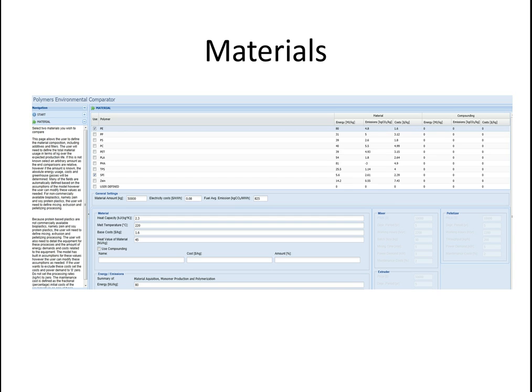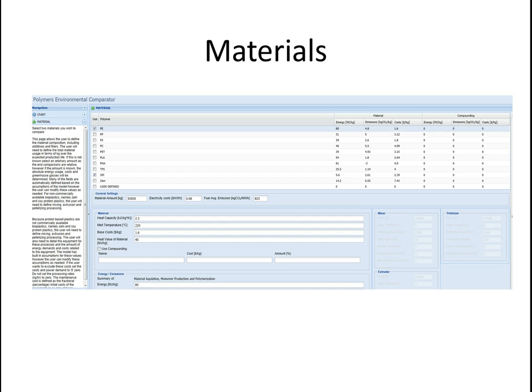In this example, we are comparing PE, polyethylene, to a soy protein plastic, SPI. It is possible to highlight any two combinations, including two bioplastics, such as PLA and PHA. Because this version of the software has a limited number of plastics, the user can directly enter other materials along with their impacts. When the materials are indicated, the default values for energy, emissions, and costs are used.